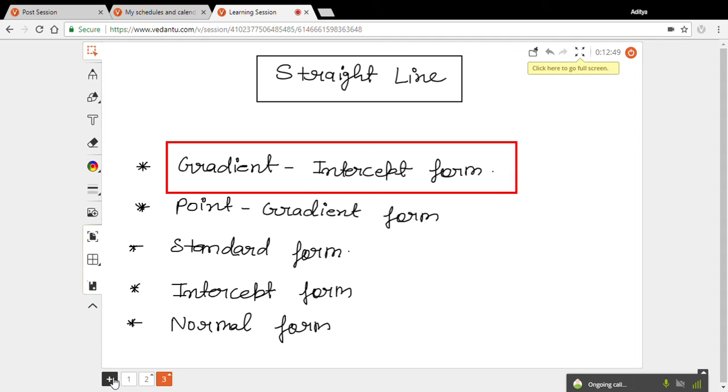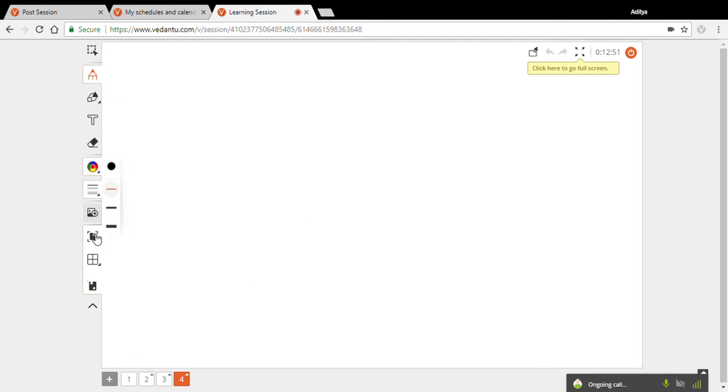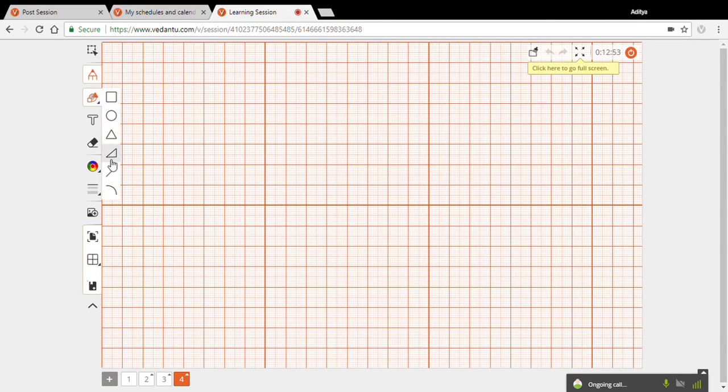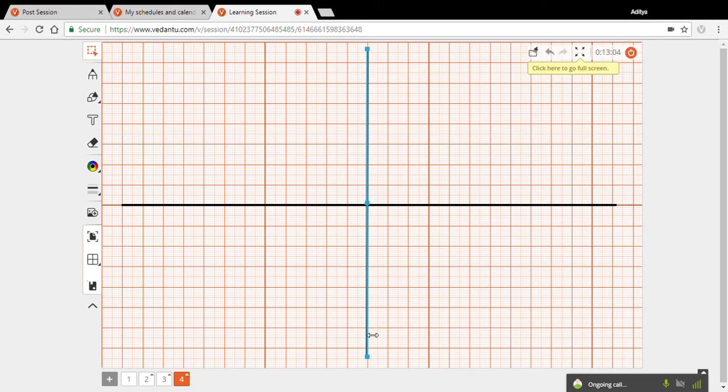Right. Okay. So let me tell you, let's say I have a line. Let's say there is a coordinate plane. This is the x-axis. And this is the y-axis.